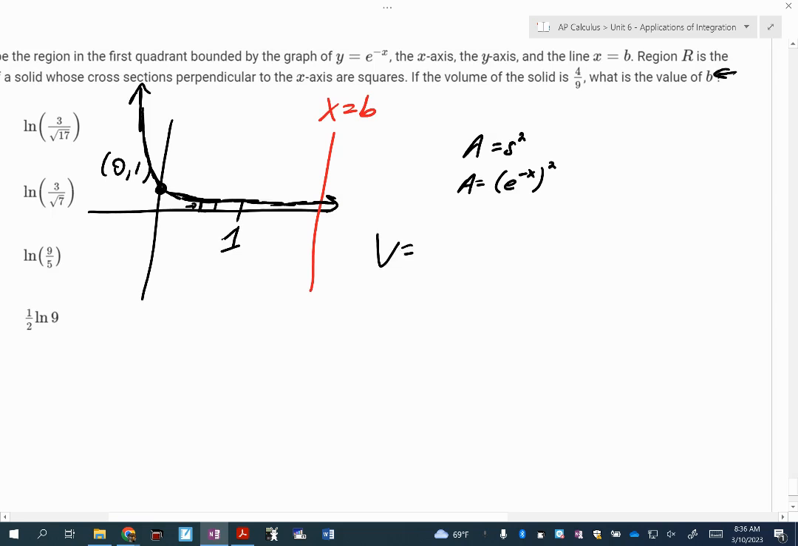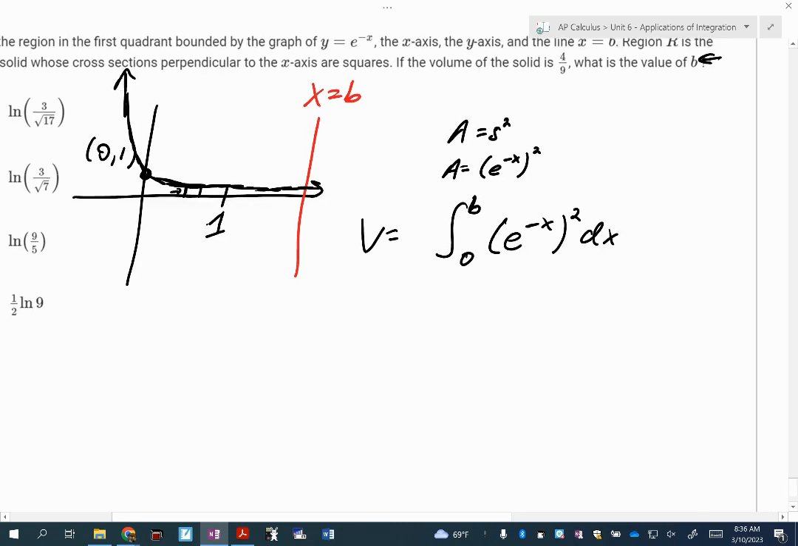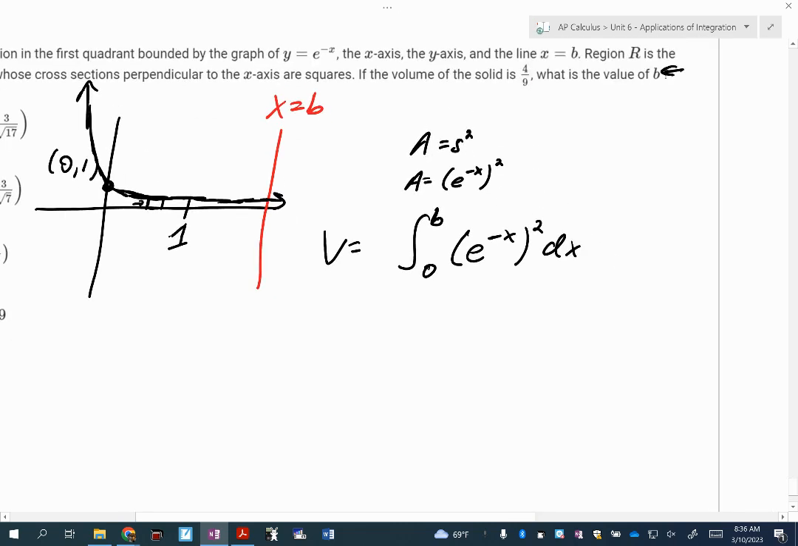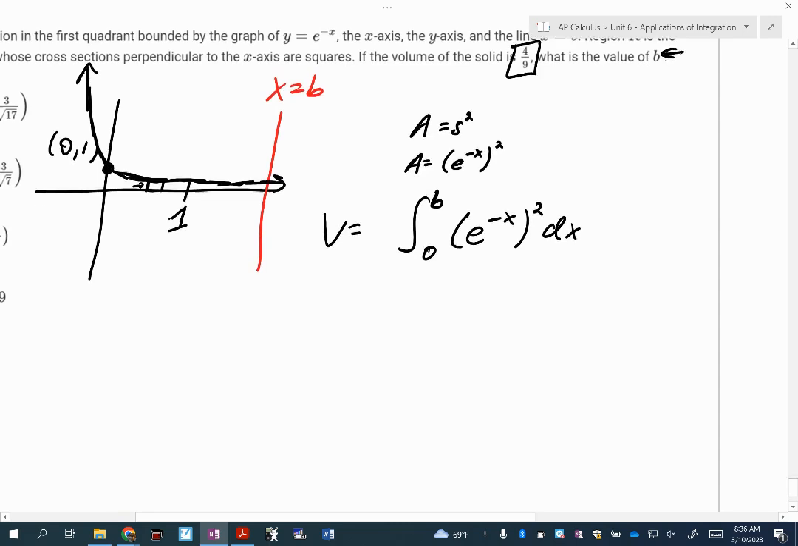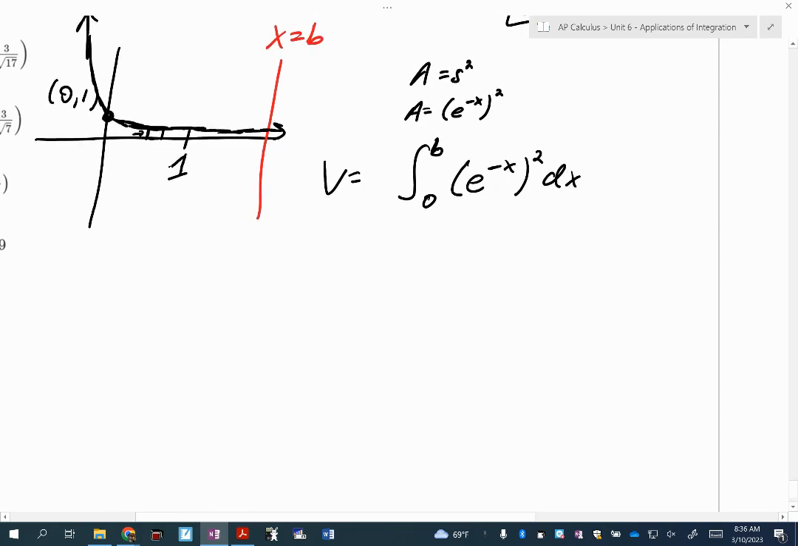So if we set up our equation, we're going to have the integral from 0 to b of my function, e to the negative x power squared dx. Ultimately this is going to be equal to 4/9, and then we have to do some algebra to figure out what b is. All right, so let's clean it up. You get e to the negative 2x power.